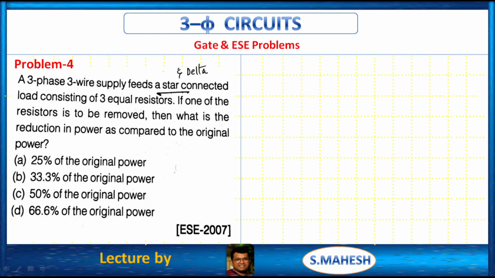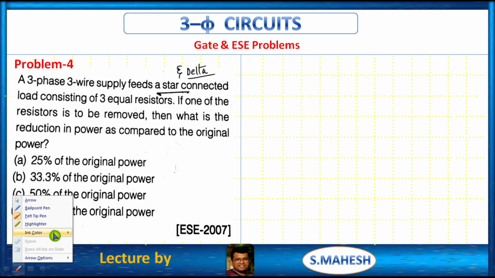Star and delta connected load consisting of three equal resistors. If one of the resistors is removed, then what is the total reduction in power? We have to calculate. This is ESE 2007 problem.